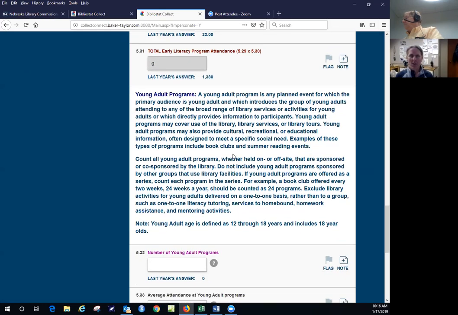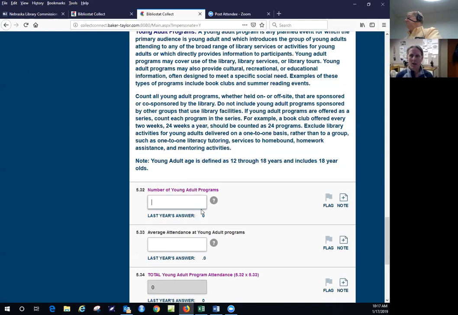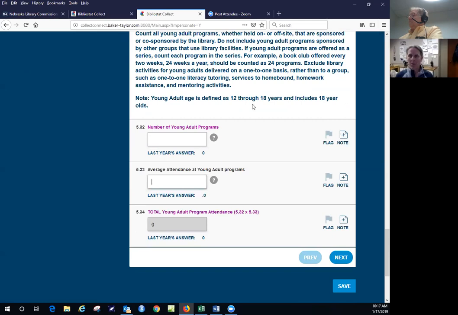So then we move on to young adult programs. Those are defined as programs where your primary audience is ages 12 through 18. Again, if you have young adult programs, you count everyone that's in attendance. So say you have a 15-year-old and they bring their 10-year-old sister and their mom to the program, that would count as 3 attendees to that program. You count everybody that shows up.